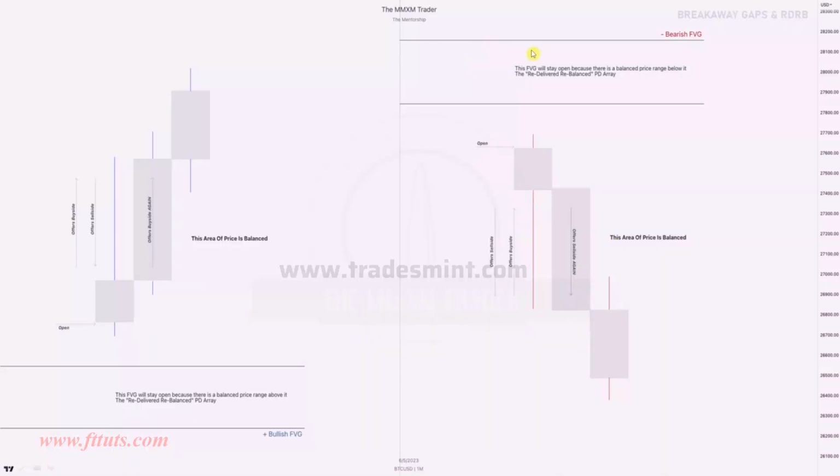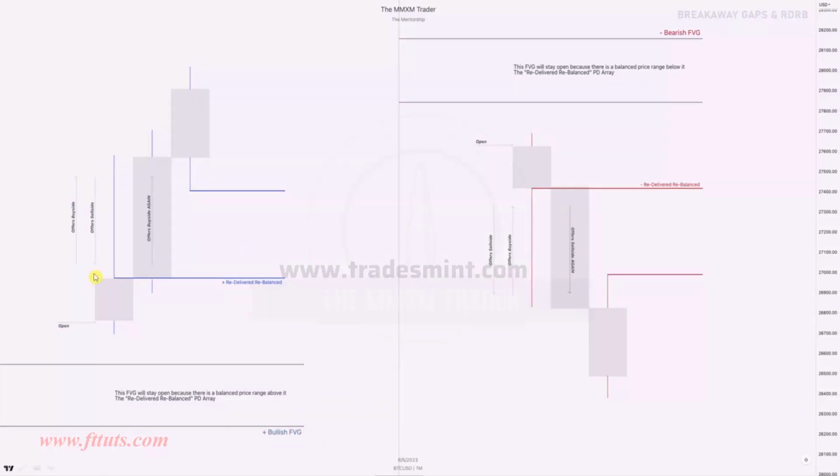So this fair value gap will stay open because there's a balanced price range below it, the redelivered rebalanced PD array. So now we can, with higher probability, determine if certain fair value gaps stay open or not. You can draw out lines in this balanced price range, this BPR for short. And this looks like a fair value gap, but we know this is a BPR and it is highly likely price can reject from this area.